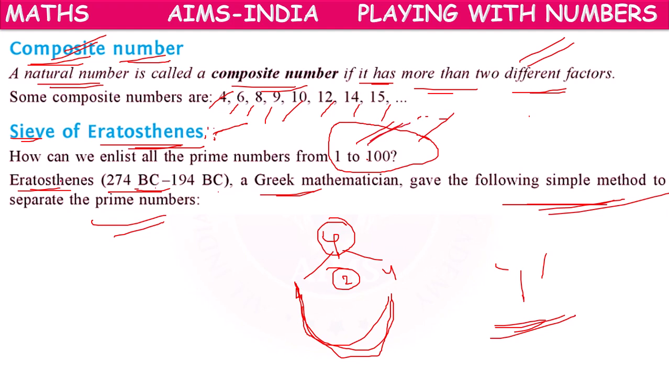So on behalf of his name, that method is named as sieve of Eratosthenes. Sieve means separating particles from a mixture. So here we are separating prime numbers from the natural numbers 1 to 100. So that's why it is called sieve of Eratosthenes.